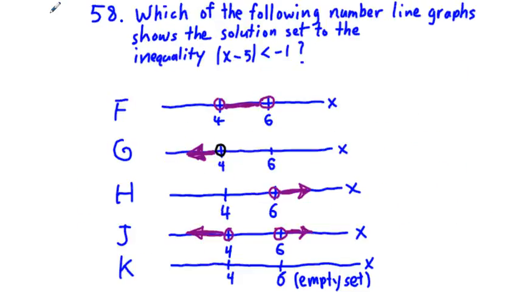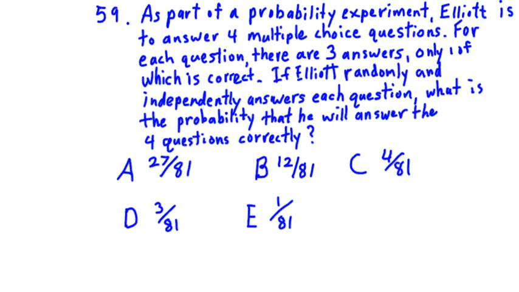58, easier than it looks. You're trying to find which of the following number line graphs shows the solution set to the inequality: the absolute value of quantity x minus 5 is less than -1. Well, is it possible for the absolute value of any real number to be less than 0? No. And so this is totally impossible. So the only answer choice that makes any sense is K. You could also try numbers to the left of 4, like 3, and then 5, and then 7, and test that way too. But you come up blank for any of them, because there's just nothing there.